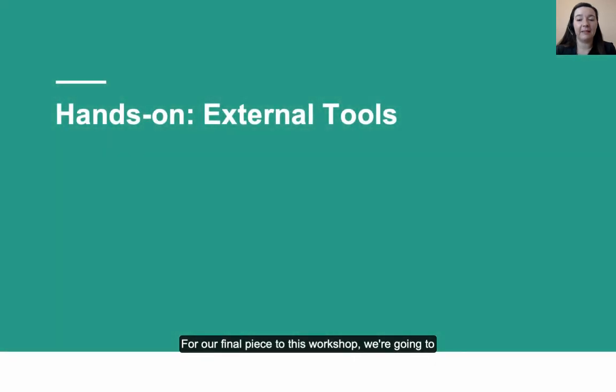For our final piece to this workshop, we're going to shift gears a bit. The Archives Unleashed Toolkit generates some really useful data files, but you're probably wondering, what do you do with them now? And so we're going to take a brief look at two tools, one for text analysis, one for network analysis, that are complementary to the data that we've extracted from the toolkit.